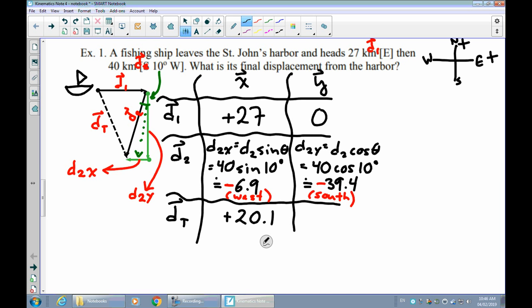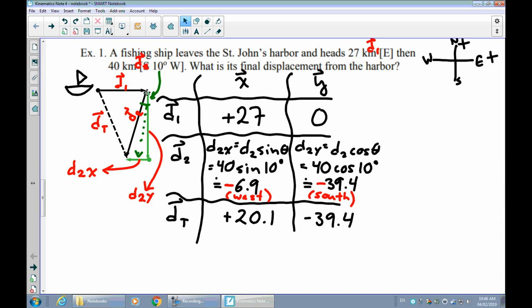When I take my y components, I have 0 from D1, and I add that with negative 39.4. We should be able to do that math pretty easily. We get negative 39.4. So now what we've done is find an overall x vector and an overall y vector. And that gives us some special meaning. It says that even though this ship originally went 27 kilometers east and then 40 kilometers south, 10 degrees west, we can take all of that motion together and think of it as really the ship went about 20.1 kilometers east and then straight south 39.4 kilometers.